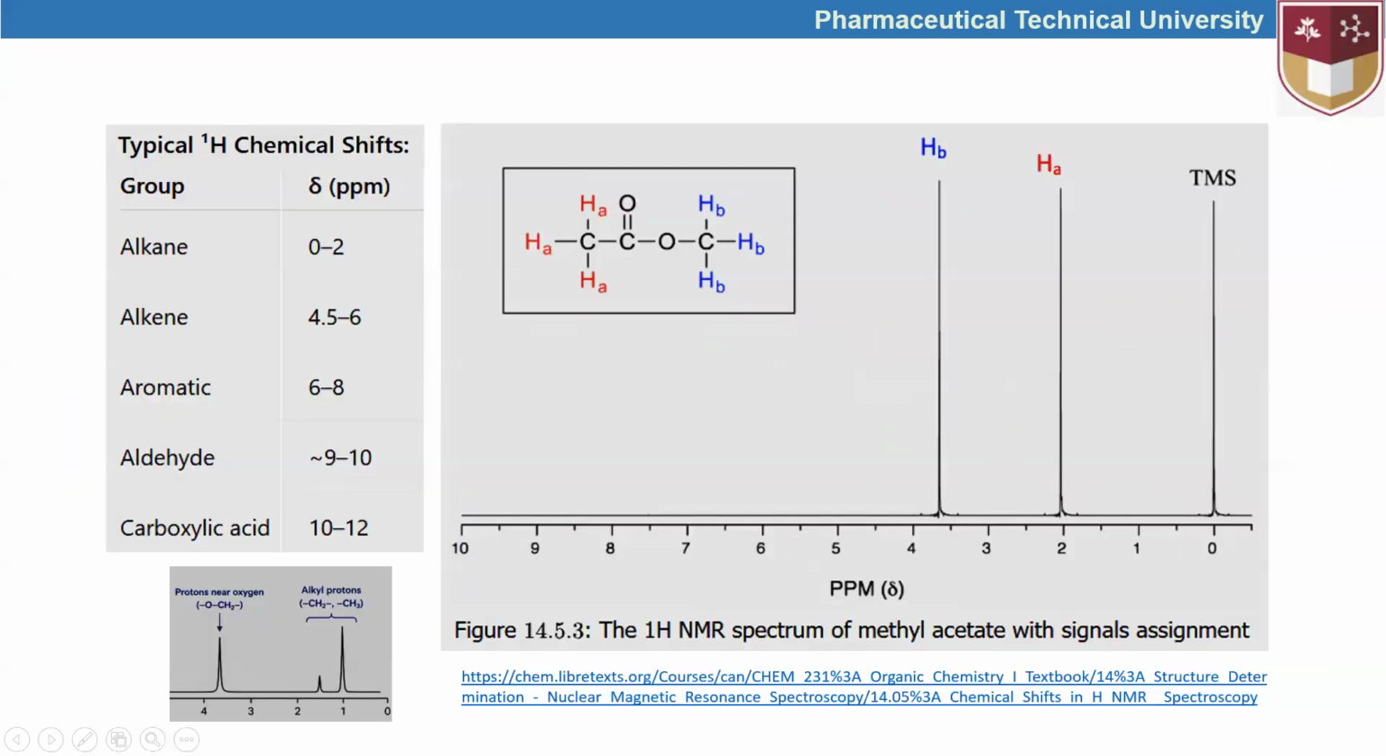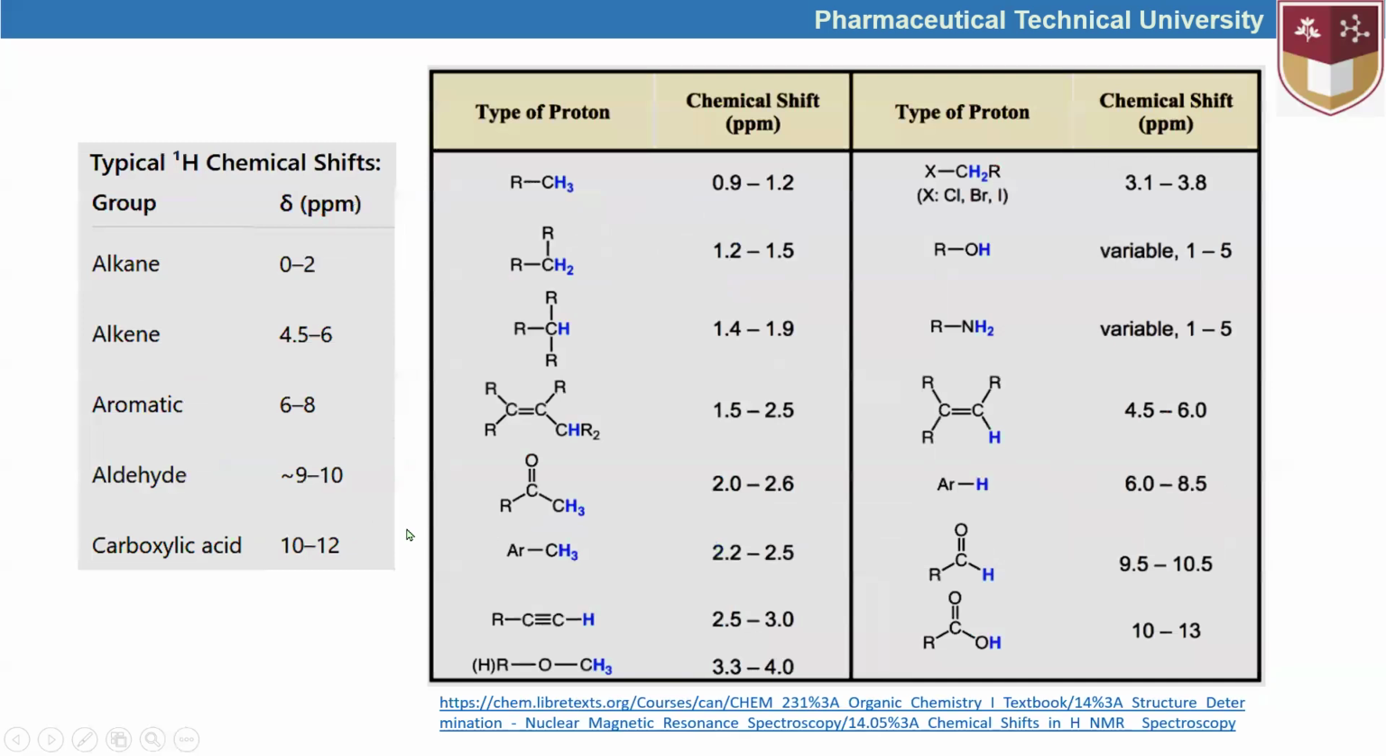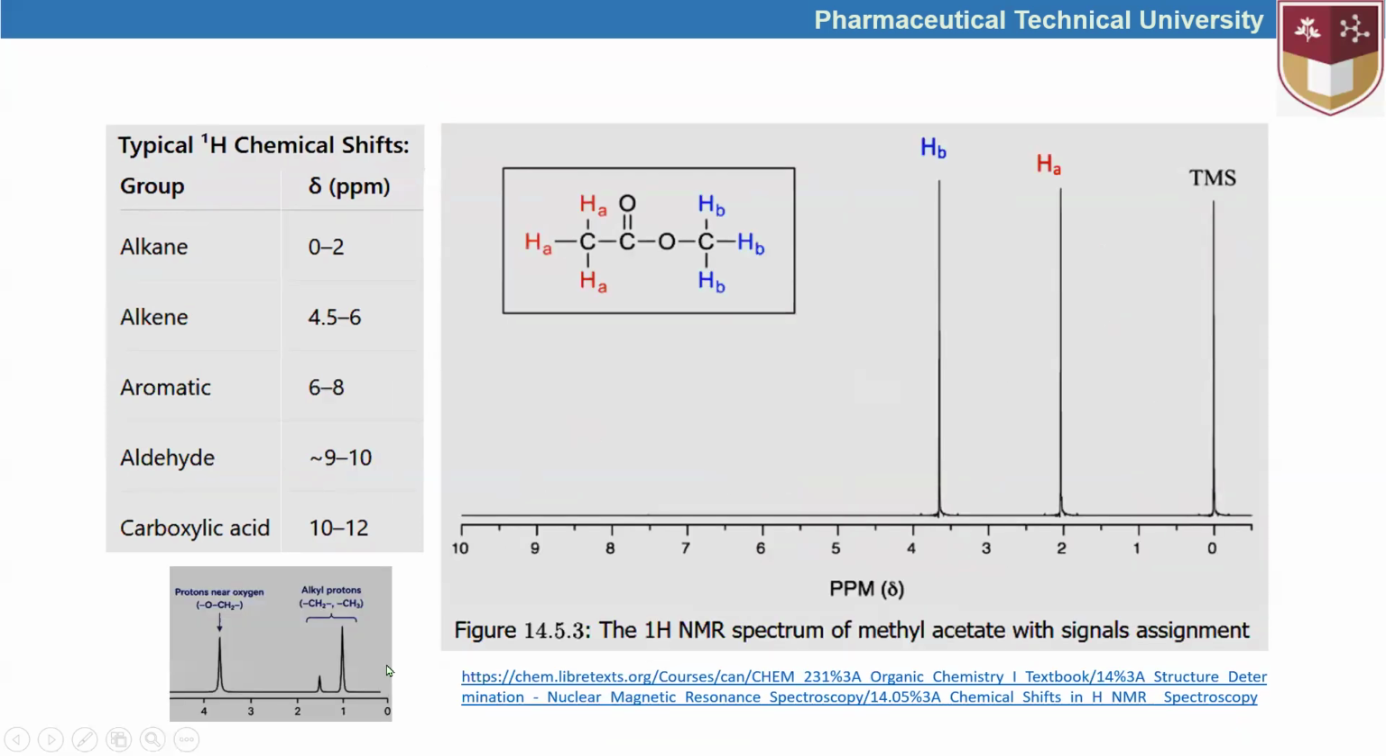Again, in carboxylic acids, this hydrogen's chemical shift is located between 10 and 12. And the shift of this hydrogen is between 9.5 and 10.5. In aromatic compounds, again, the chemical shift of this hydrogen is between 6.0 and 8.5. I hope you understand what I mean. If not, try to watch this video so then you can understand it better.